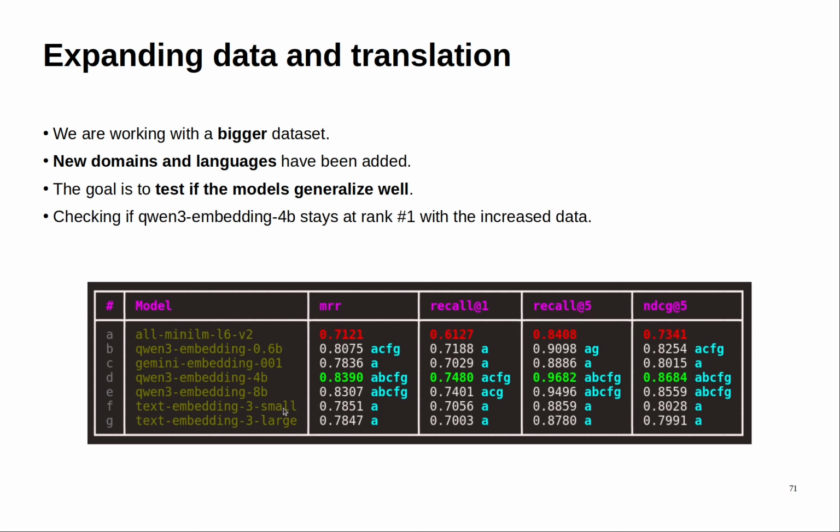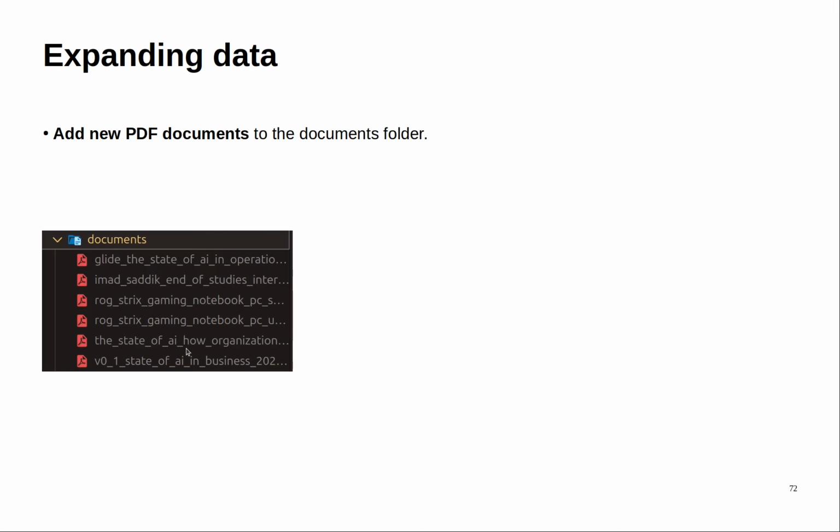This is the table that I showed you in the previous step. We saw that the Qwen 3 embedding 4 billion model performed better than the other models, and in this video we want to see if this model can keep its top spot when we scale up the data. Here is how we are going to do this.